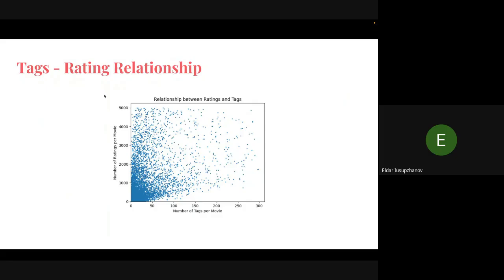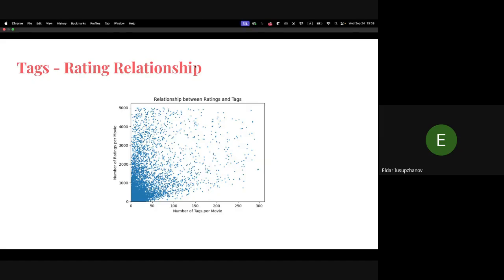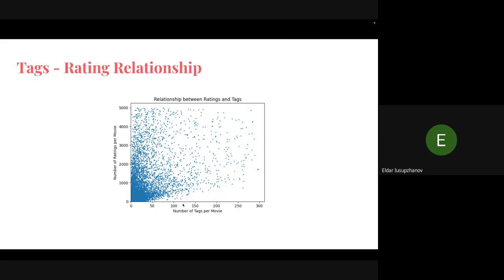Next, this is the tag-rating relationship. It shows the number of ratings per movie and the number of tags per movie. Each dot is a movie, and we see that there is a relationship between tags and ratings. Just the variance is very high because the points are very distributed here. But the more tags we have, the more ratings we also have.